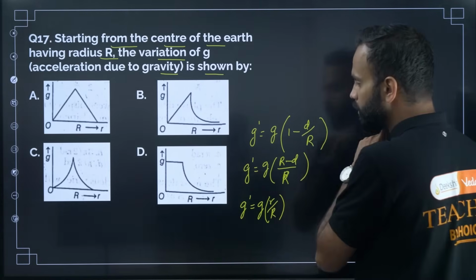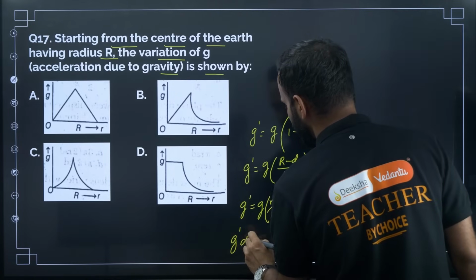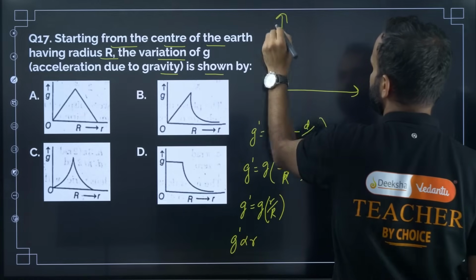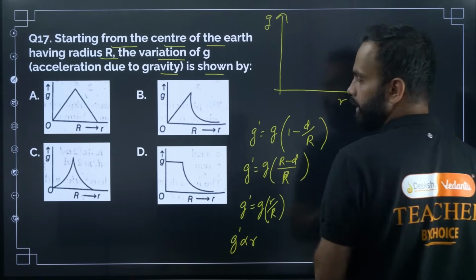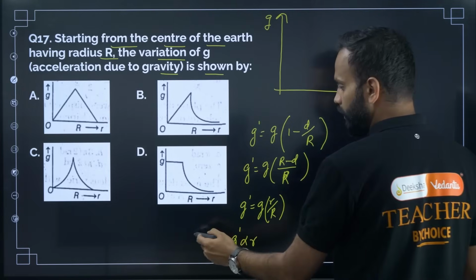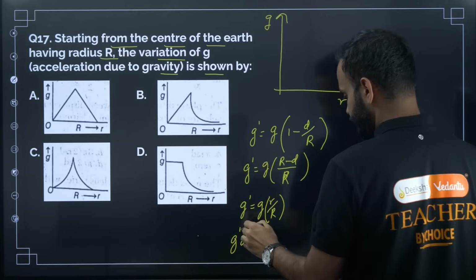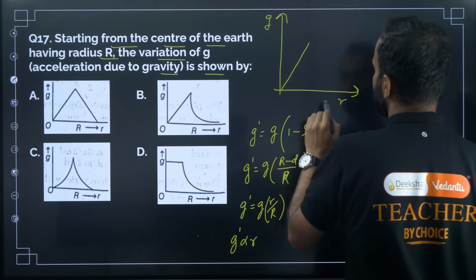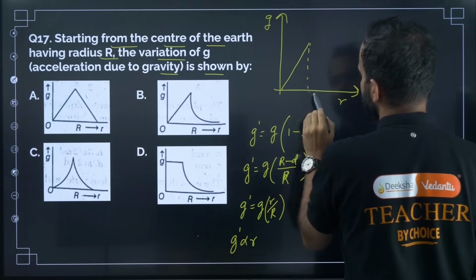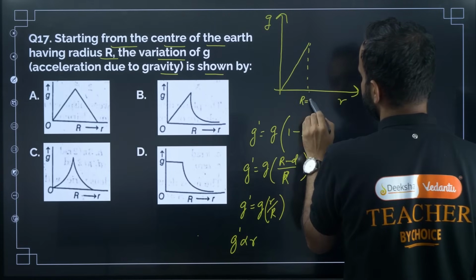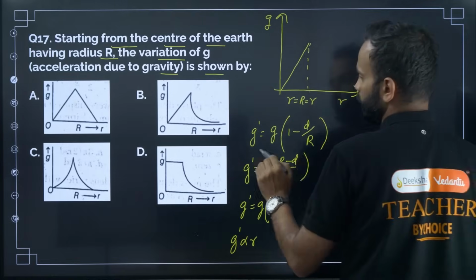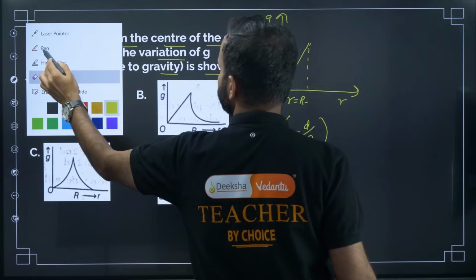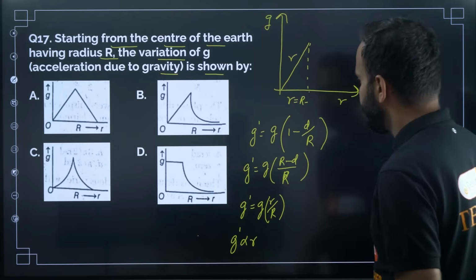So from this I can conclude that g dash is directly proportional to r, right? So if I draw variation of acceleration due to gravity and r, from the center of the earth to the surface of the earth, acceleration due to gravity increases linearly, right? On the surface of the earth, acceleration due to gravity is g. Sorry, r equal to R. So this is R.